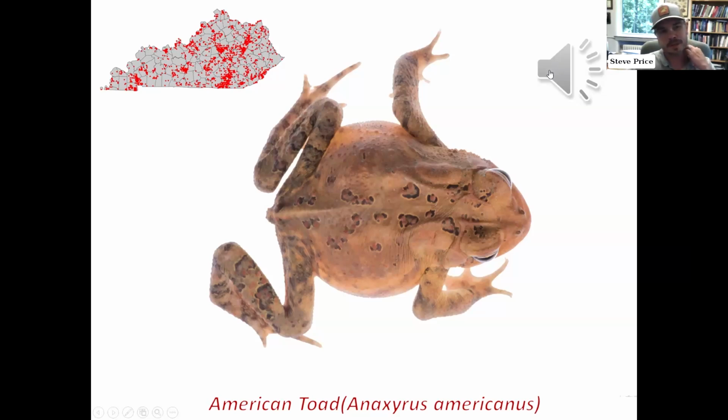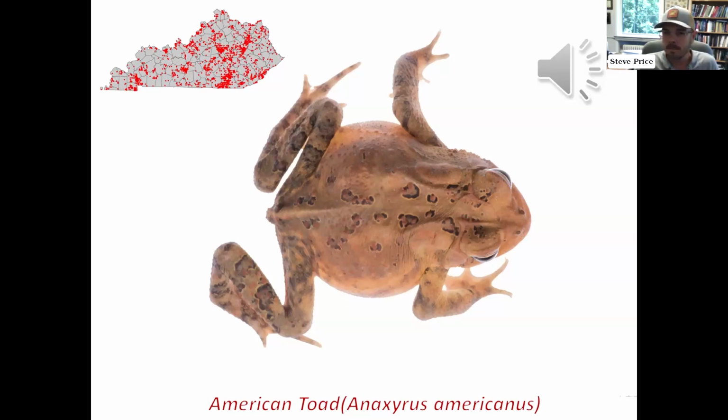But the really cool thing about frogs is people can monitor them by just listening, going out on a spring or summer night. And this is the call of the American toad, this long, drawn out trill that lasts about 30 seconds. Males are vocalizing here to attract the females. And American toads in Kentucky will call usually between March through July.